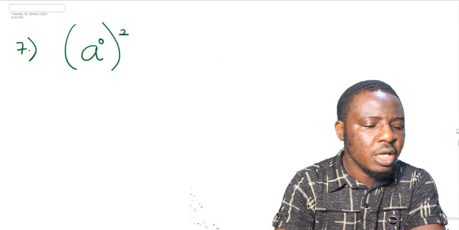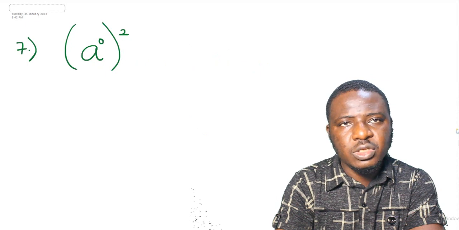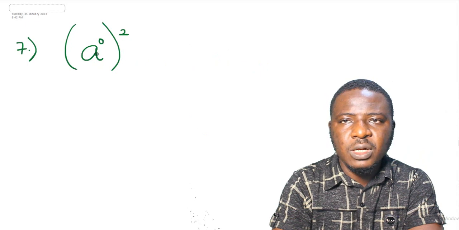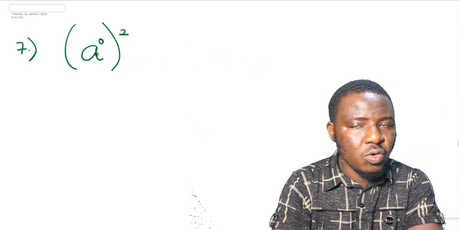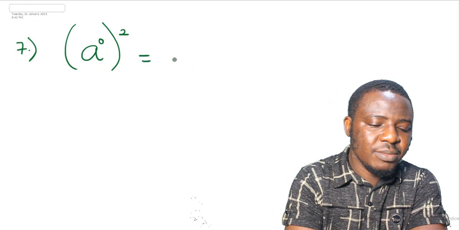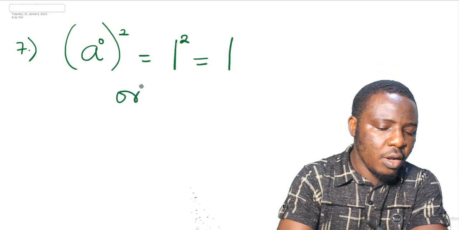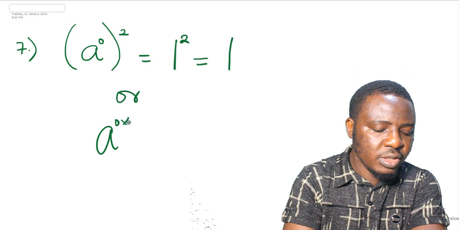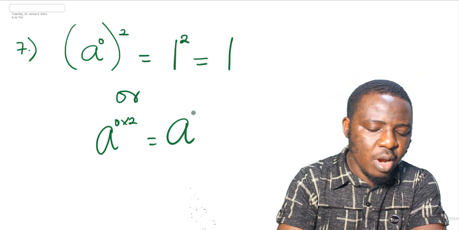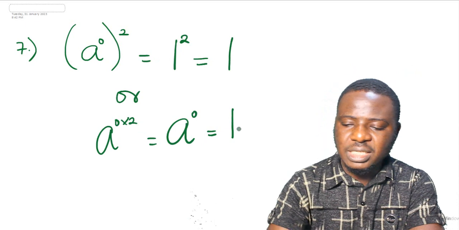Question 7. A raised to the power of 0, all squared. Now you can solve it in two ways. For we know from the zero index law that any variable or any number raised to the power of 0 is 1. And this can be simplified to be 1 squared, and 1 squared is equal to 1. Or you can say a raised to the power of 0 times 2, and 0 times 2 is still 0. So a raised to the power of 0 is equal to 1. So whichever way you take is acceptable.